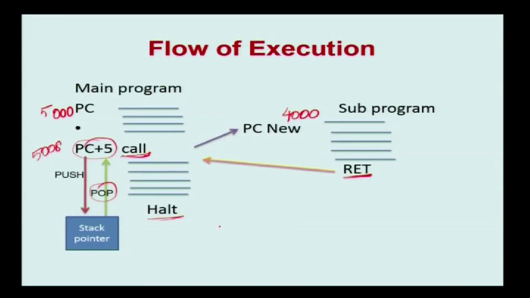Now, the subprogram will be continuously executed. After reading the RET instruction, it indicates return to the main program. Now, it will pop the data, which is the address of the main program, from the stack. By using that, 5008 is loaded into the program counter. Now, it will continue the execution. After reading the halt instruction, it will terminate the main program. This is the flow of execution for the subprogram or the interrupt service routine.